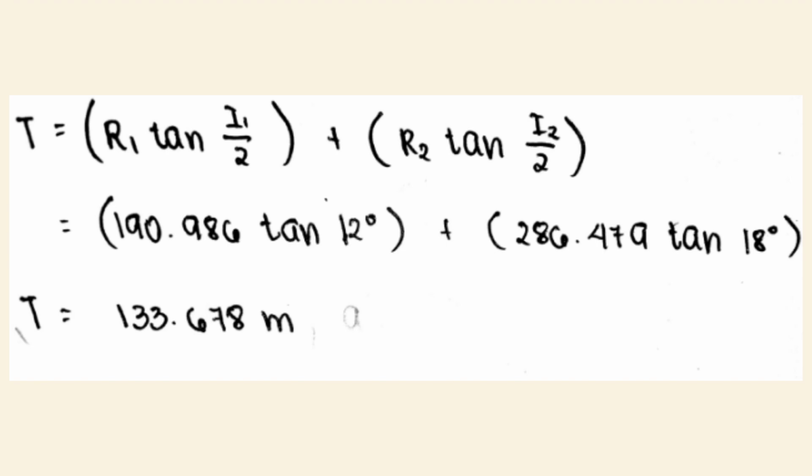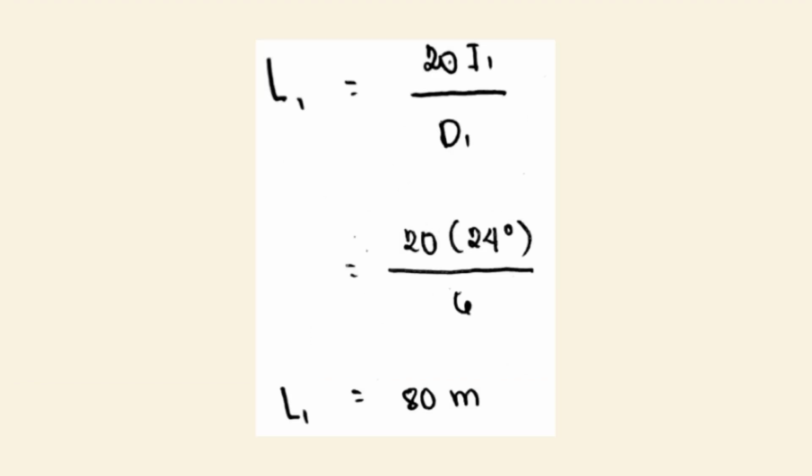Since we already have the value of R1 and R2, we can now solve for the value of T. So T is equal to R1 tangent I1 over 2 plus R2 tangent I2 over 2, and that will be 190.986 tangent 12 degrees plus 286.479 tangent 18 degrees. So the length of our common tangent, or T, is equal to 133.678 meters.